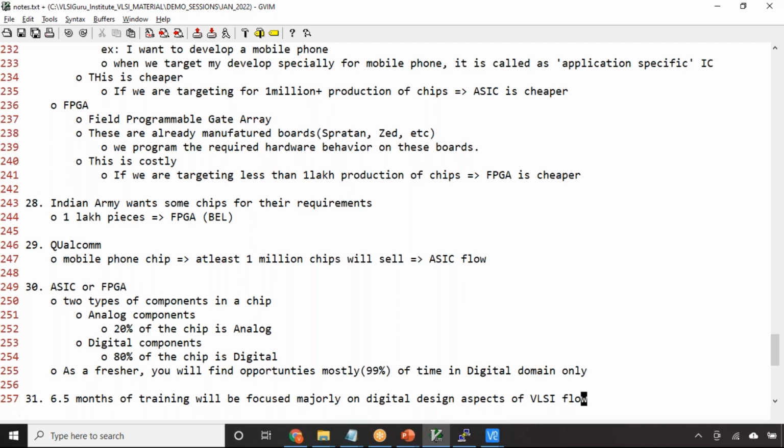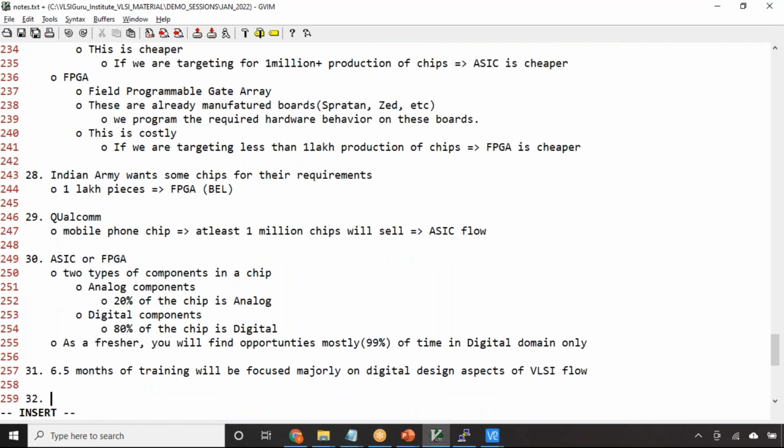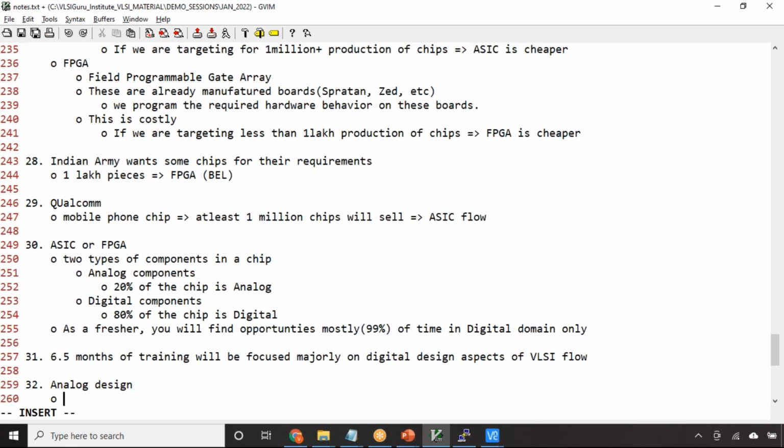VLSI flow, what does it mean? What do you mean by analog design? Where do they differ? What is digital design, and what is analog design? Analog design means, during your BTech, MTech, you would have come across operational amplifiers, differential amplifiers, ADC, DAC, PLLs, band gap reference, various circuits. All these things fall under analog design.